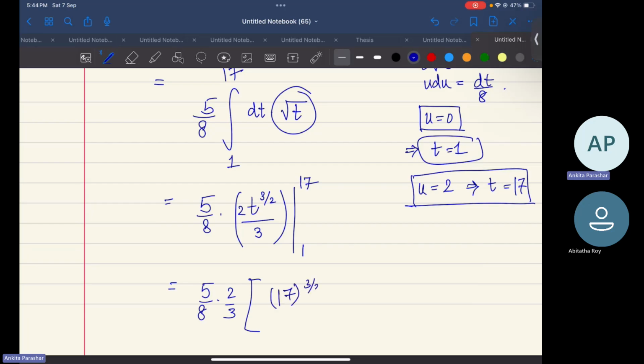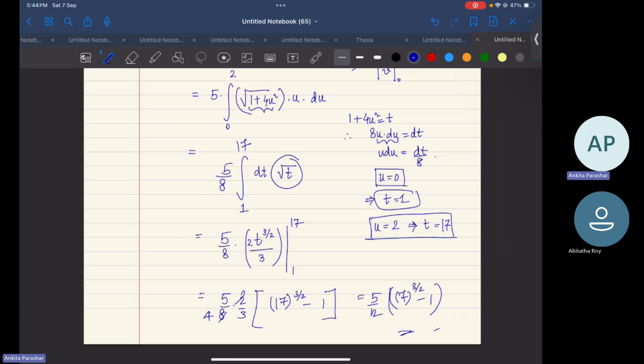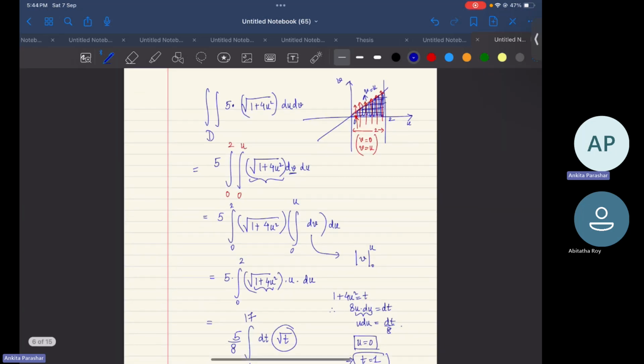17 power 3 by 2 minus 1. So I would just write that. So this is the answer: 5 by 12 and then 17 power 3 by 2 minus 1. Okay, so this is how we will compute this integral over the surface.